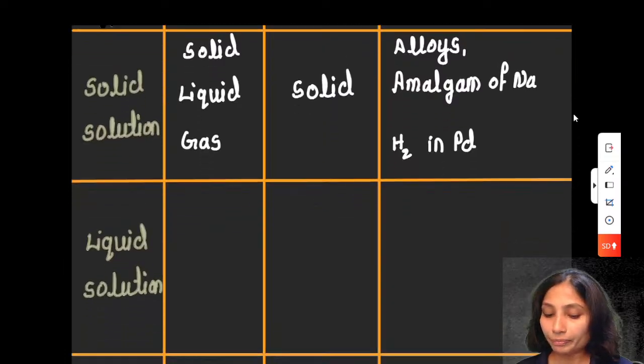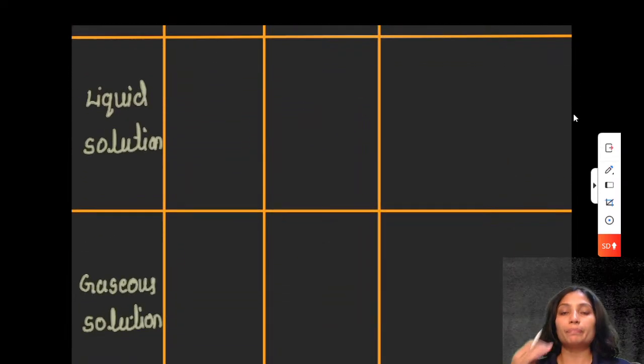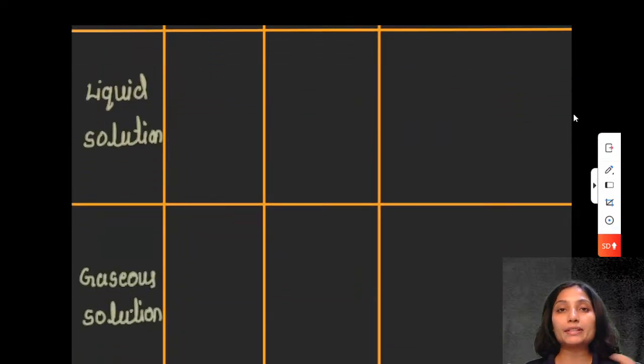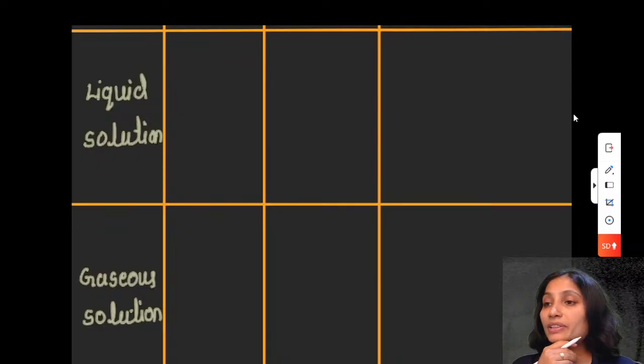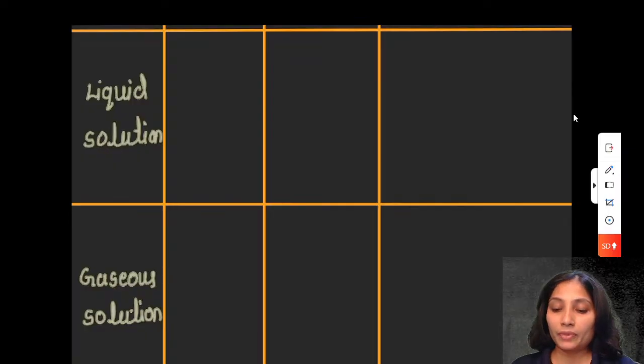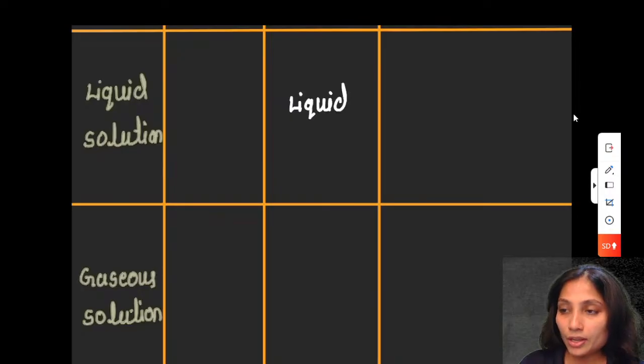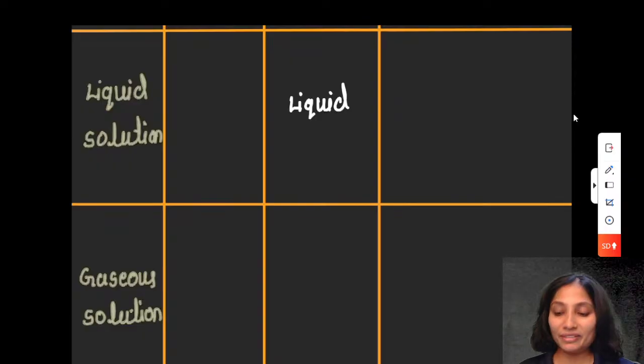Now let's go to second type, that is liquid solution. In liquid solution, what is the physical state of solvent? In which state solvent will be present? Give the answer. Be quick. Obviously, the solvent should be present in which state? Liquid state. And if I come to solute, what will be the physical state of solute?